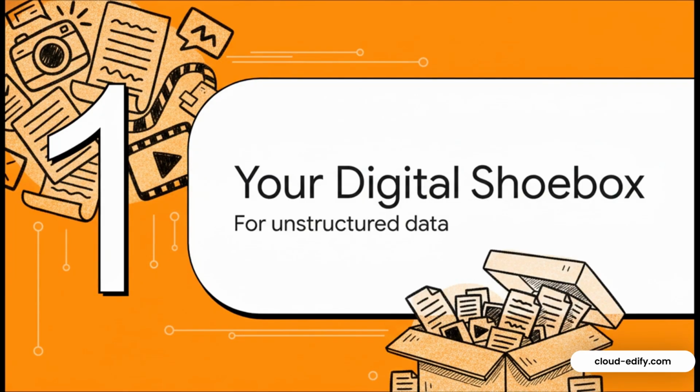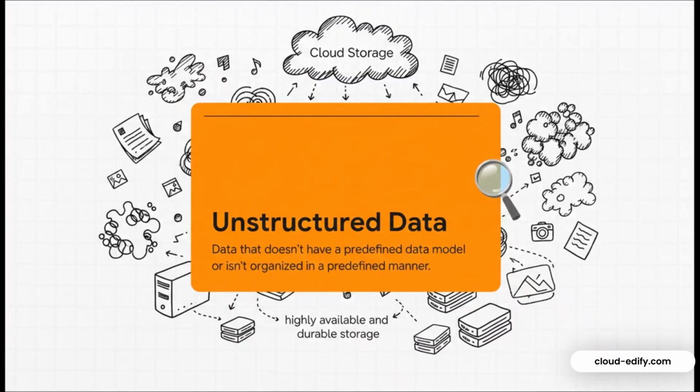First stop on our organizational tour, the digital shoebox. You know what I'm talking about. It's where we throw all the random stuff, the photos, the documents, the videos. It's our general purpose clutter drawer. Now, in the tech world, this is called unstructured data. It's just stuff. It doesn't fit nicely into neat little rows and columns. And for this, Google Cloud has the perfect solution: Cloud Storage.